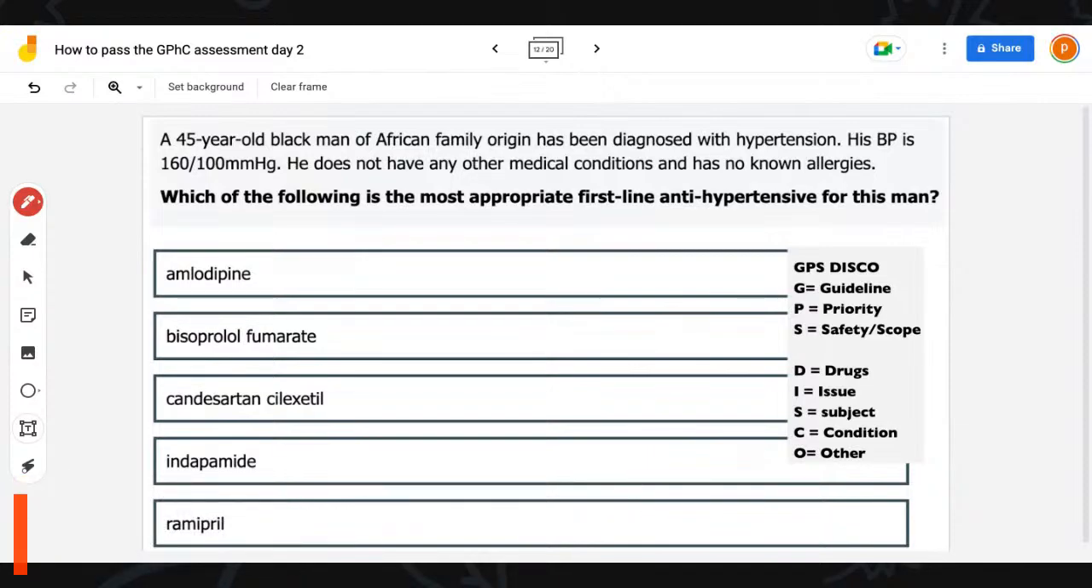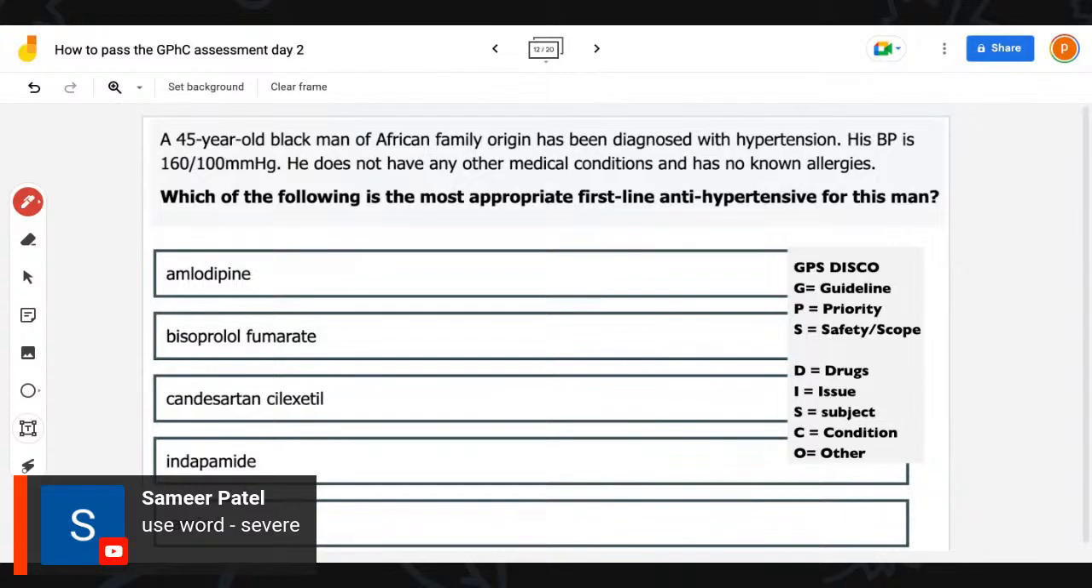Fantastic. Samir says, use the word severe. Thank you, Samir. I'm happy that you guys are all thinking. Is this making sense, by the way? Give me a one. So that's what I'm trying to help you to think about questions.